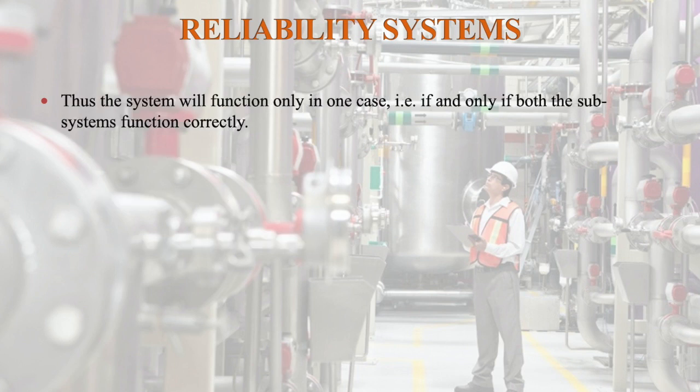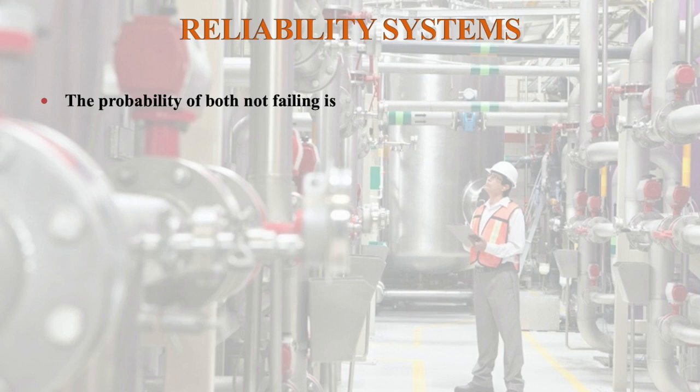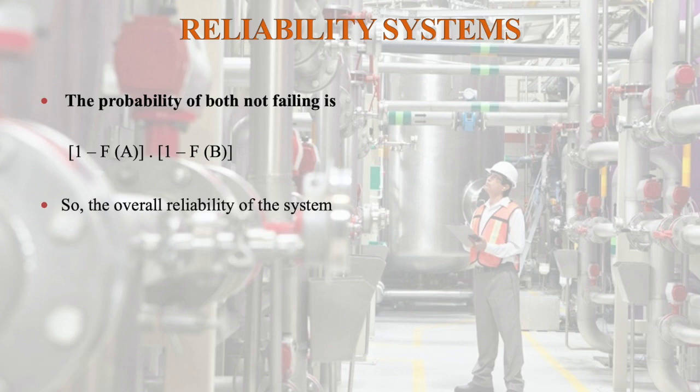Thus, the system will function only in one case, that is, if and only if both the subsystems function correctly. Thus, the probability of A not failing is equal to 1 minus FA, and the probability of B not failing is 1 minus FB. The probability of both not failing is (1 minus FA) into (1 minus FB). So the overall reliability of the system is R, that is equal to (1 minus FA) into (1 minus FB), that is equal to RA into RB, reliability A into reliability B.